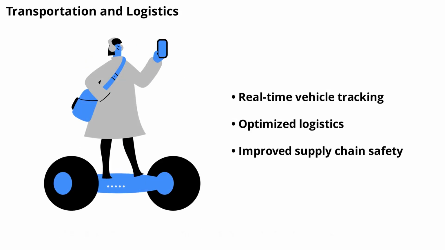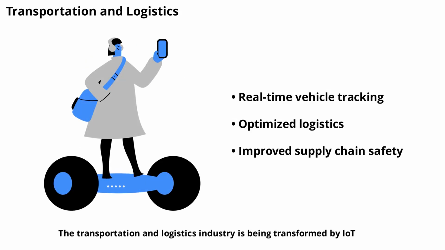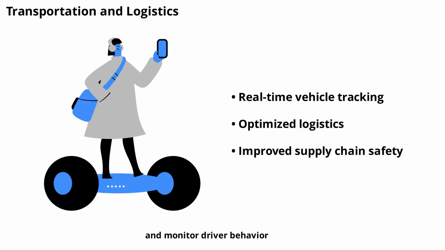The transportation and logistics industry is being transformed by IoT. Fleet management systems track vehicles in real time, optimize routes, and monitor driver behavior. Sensors in shipping containers ensure goods are stored at the right temperature and alert managers to any issues. These innovations improve efficiency, reduce costs, and enhance safety across the supply chain.